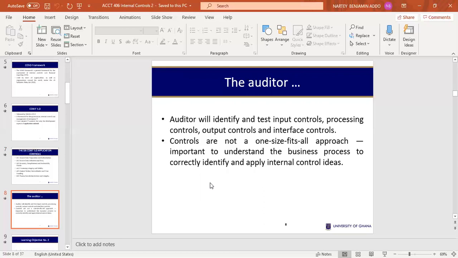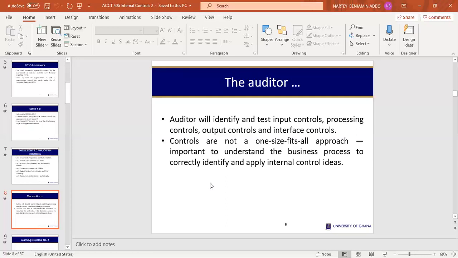He has to also express an opinion on processing controls, the controls that have been put in place in terms of processing of data, you see, and then there should also be controls in the output of information. Are you okay? And moreover, interface control. So what we are saying here is that as an auditor, you should note that we don't have a one-size-fits-all. For example, you have controls at the input stage, and you assume that those controls can cater for all the other stages of operation. No, the input controls are different from the processing controls, and the processing controls are also different from the output controls. So controls are not a one-size-fits-all approach, right?